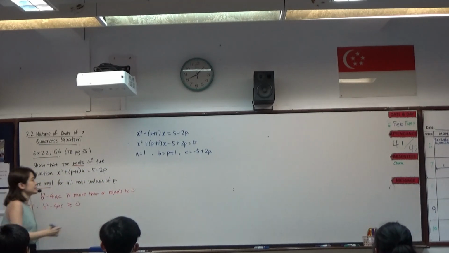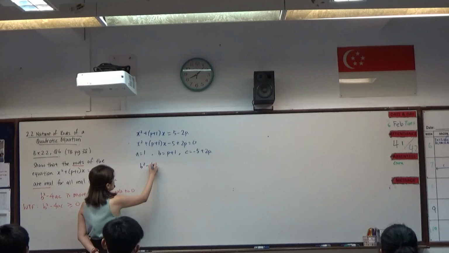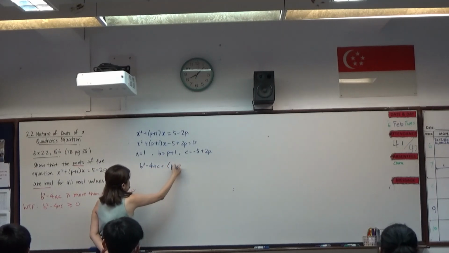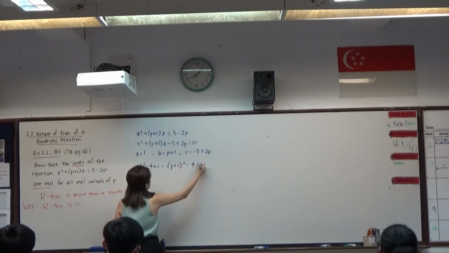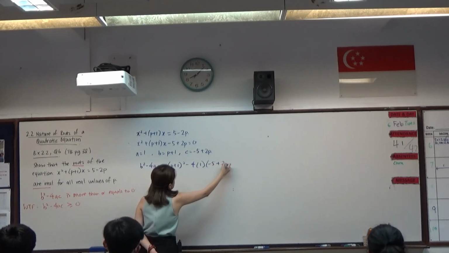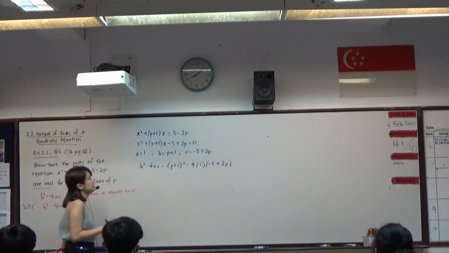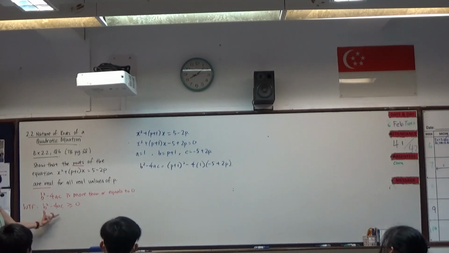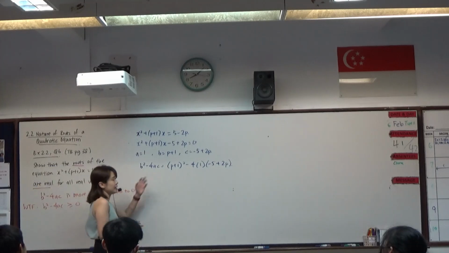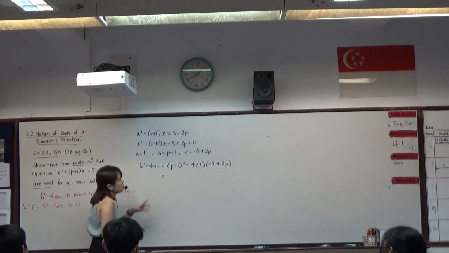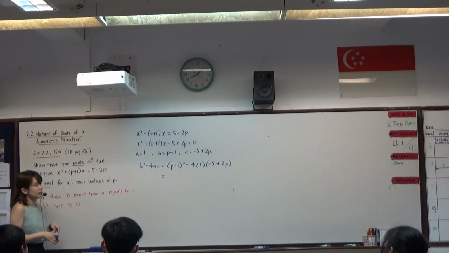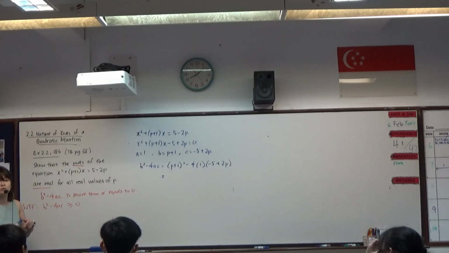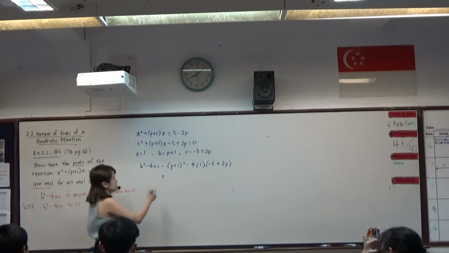So we find the discriminant. That will be p plus 1 squared minus 4, 1, c is negative 5 plus 2p. So our end goal is to show that this is more than equals to 0. We cannot claim that it is more than equals to 0 now. So from this step, what is the next step that you intuitively do? Open the brackets. Okay, let's try that.